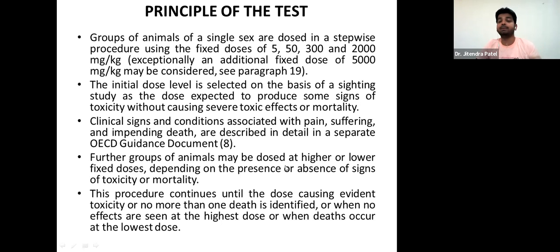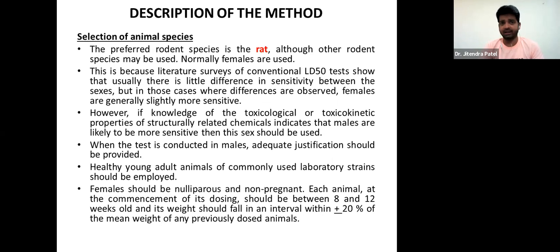Further groups of animals may be dosed at higher or lower fixed doses, depending on the presence or absence of signs of toxicity or mortality, right? So it depends. This procedure continues until the dose causing evident toxicity is identified, or no more than one death is identified, or when no effects are seen at the highest dose, or when death occurs at the lowest dose. We have to keep on: first 5 we will see, then 50 we will see. So in 50 mg per kg or between 50 and 300, if we get evident discomfort at any dose, then we have to collect that, right? It will be much clearer in the chart, which I will explain at the end, right?